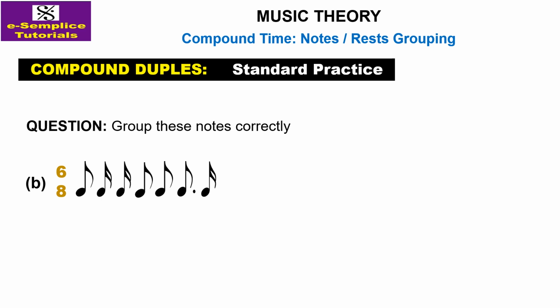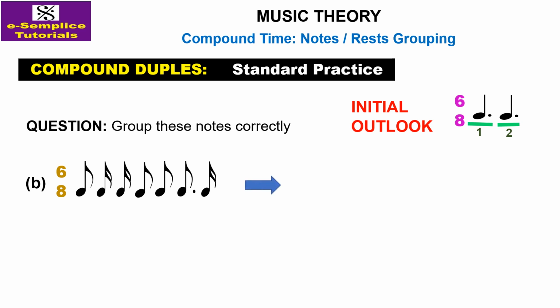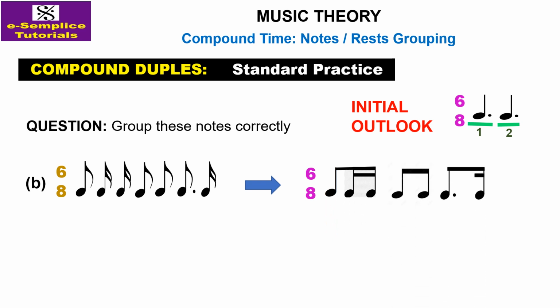Still on compound duples, standard practice. Group these notes correctly. The initial outlook of 6/8. Take a look at this grouping. Is this right or wrong for 6/8 time? It's wrong. The middle of the bar is blocked.